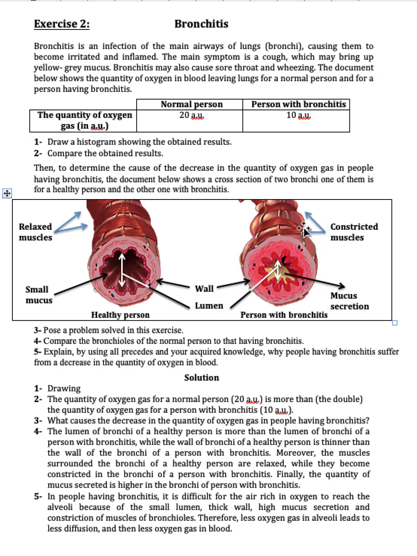You can see that the muscles are constricted, contracted. So the people having bronchitis have muscles constricted, contracted. And also look at the lumen. The lumen here for a healthy person is bigger, is more than the lumen for bronchi of people having bronchitis. Look at the lumen. The lumen here is very small, but the lumen here is very big.